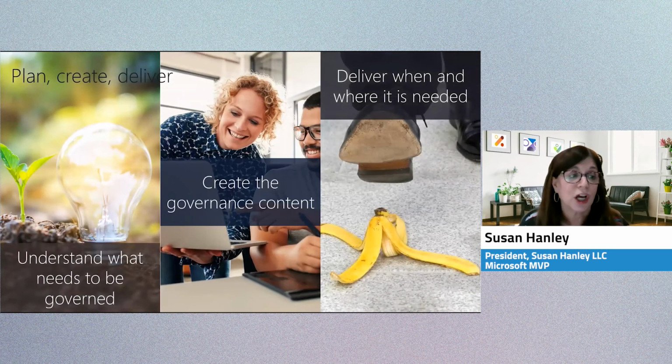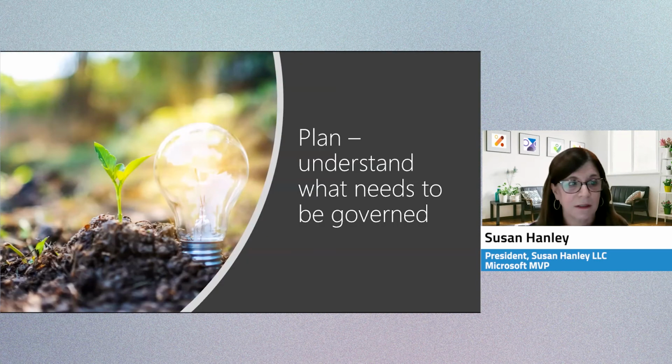One is you need to understand what needs to be governed. You need to create the content that communicates the decisions that you're making to your end users, and then you need to deliver that guidance when and where people need it. And so we're going to look a little bit at each element of the process. So let's first talk about what needs to be governed.